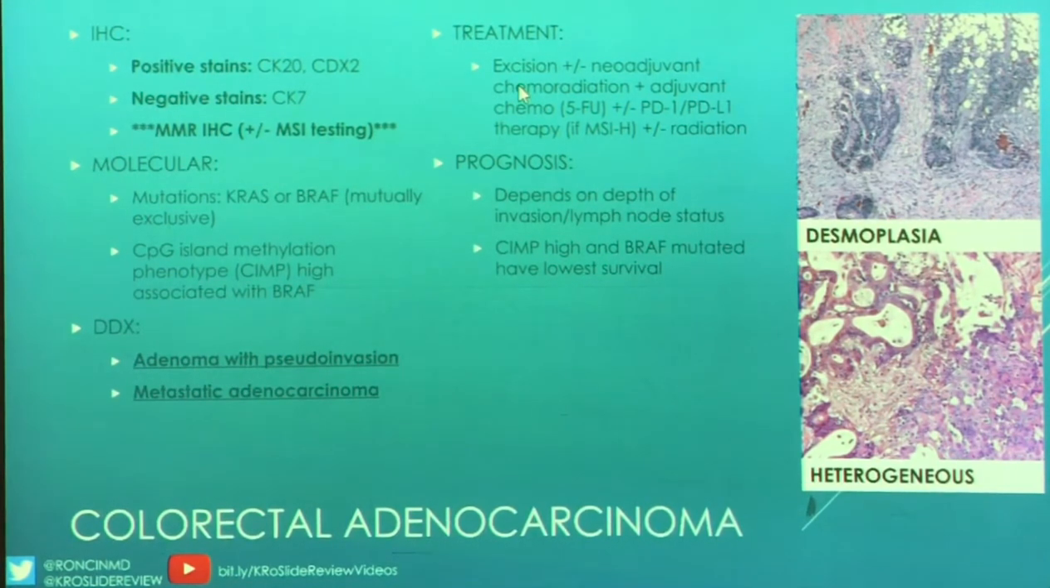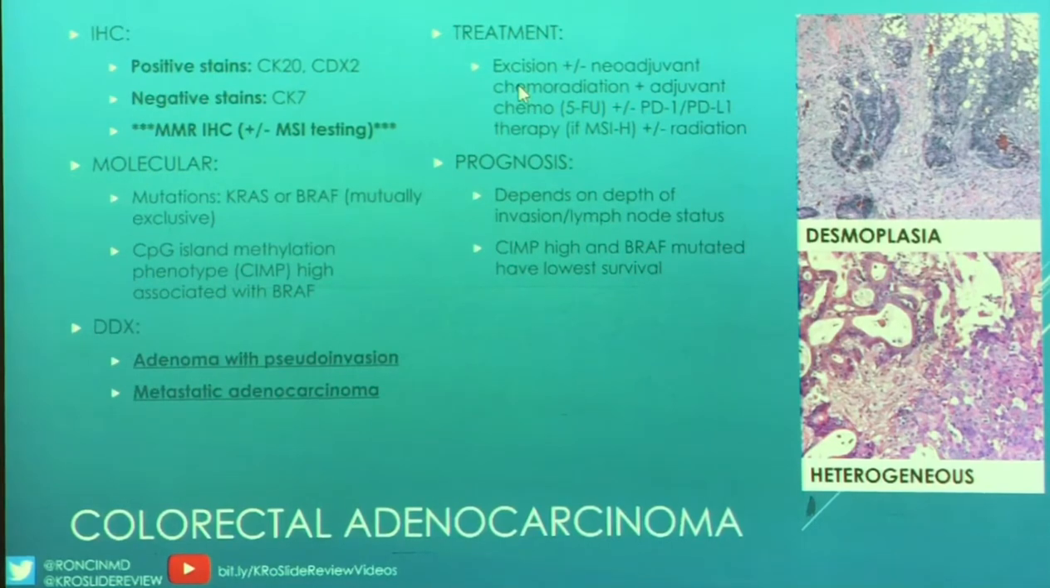It's not tightly regulated. For molecular findings, again, your KRAS and BRAF are the big mutations to be aware of. If a patient has a KRAS mutation, you don't have to waste time looking for BRAF because it won't be there, and vice versa. If they have BRAF, they're more likely to have CIMP high or high methylation. Again, your differential would be adenoma with pseudoinvasion or metastatic adenocarcinoma, right? This could be adenocarcinoma from another site, whether it's GI related or not.